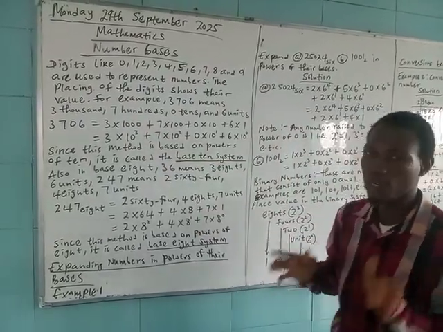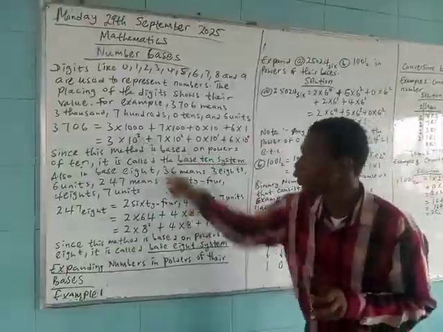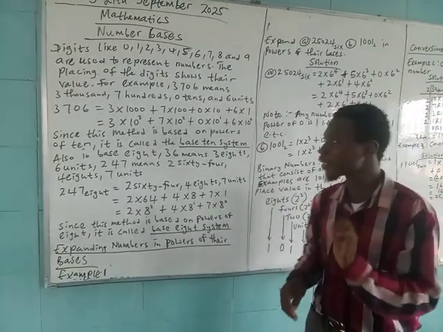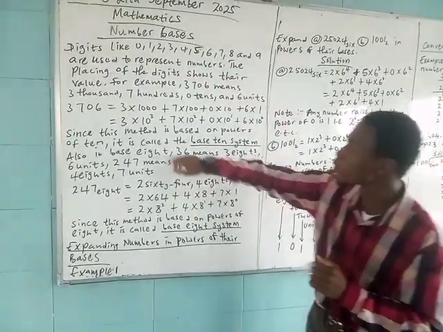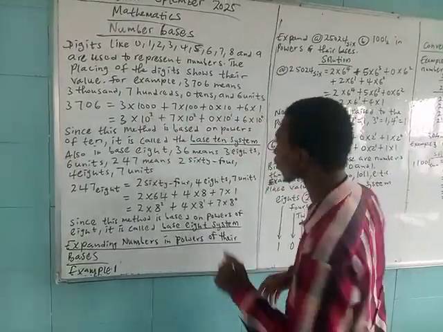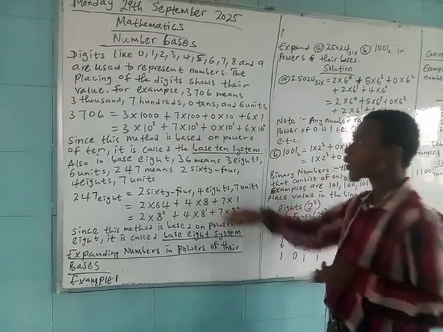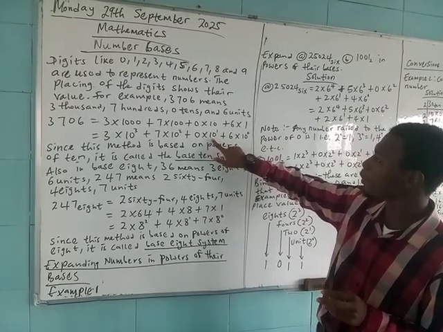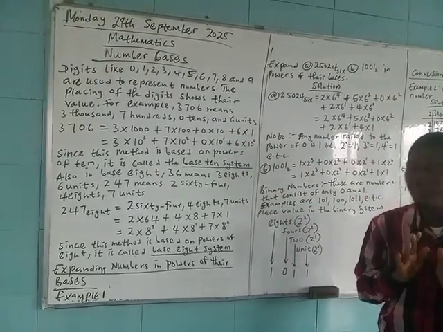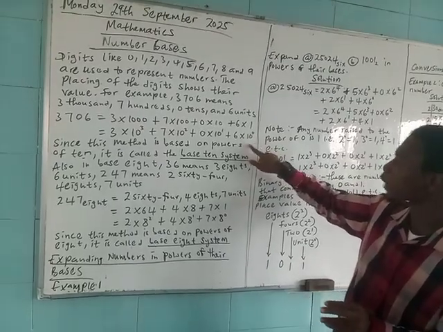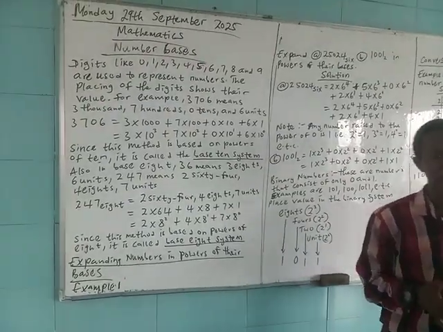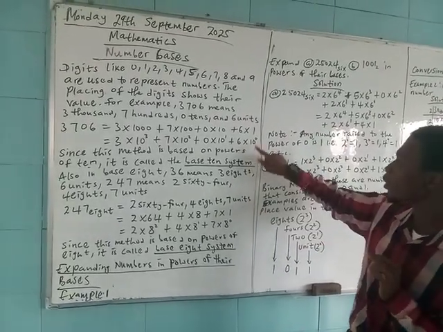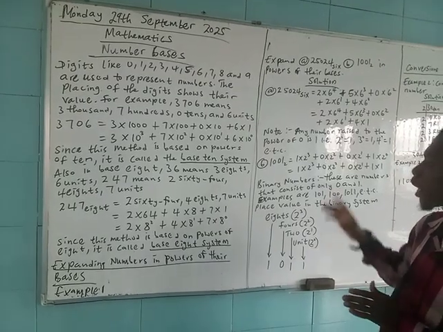Then 1,000 is what? 10 raised to the power of 3, because 10 multiplies itself 3 times. That is 10 times 10 times 10. So it's 10 raised to the power 3 for 1,000. Then 100 is 10 raised to the power 2. For tens, you have 10 raised to the power 1, which is 10. Then for units, you have 10 raised to the power 0. Any number raised to the power of 0 is what? 1.